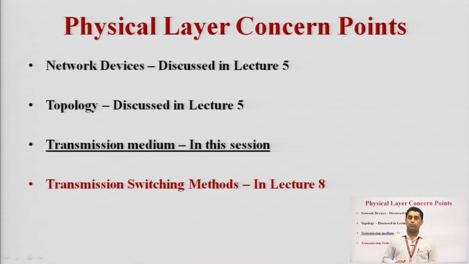Now what are the concern points? The physical layer performs based on the concern points. If there is a change in the topology, then the role of the physical layer is also molded. As I said, the network devices and the topology are already covered in lecture number 5. In this lecture, we are focusing on the transmission medium, and in the next class, we will talk about the transmission switching method, how the message is going and through which switching method the message is delivered. So right now I am focusing on the next part, which is the transmission medium.